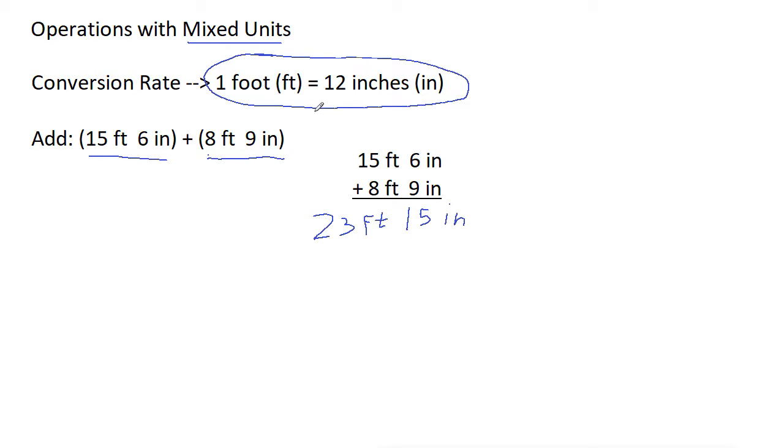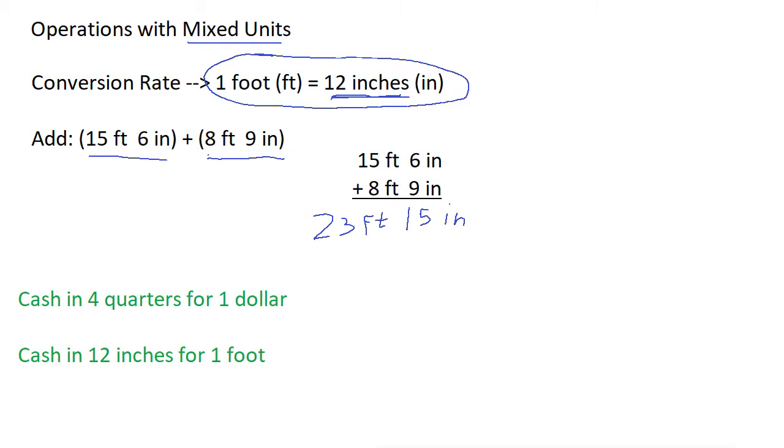But now what I want to keep in mind is this conversion rate, because anytime I get up to 12 inches or more, I can do what I call cashing in. I can cash in 12 inches to get another foot. Just like with American money, if you have 4 quarters, you can cash in 4 quarters to get $1. That idea of exchanging is an even exchange. If you give someone 4 quarters and they give you $1 in exchange, it's an even trade. Or if you give someone 12 inches and they give you a foot in exchange, it's an even trade. You're just changing units, is all you're doing.